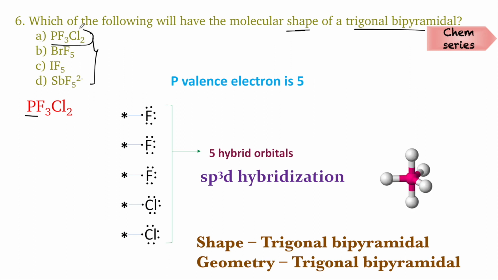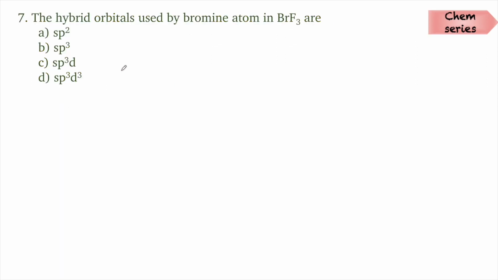So if you need, you can also check it for B, C and D options. Fine. The hybrid orbitals used for bromine atom in BrF3 are sp2, sp3d, sp3d and sp3d3. So we have to find what are the hybrid orbitals that are being used by the bromine atom in BrF3.